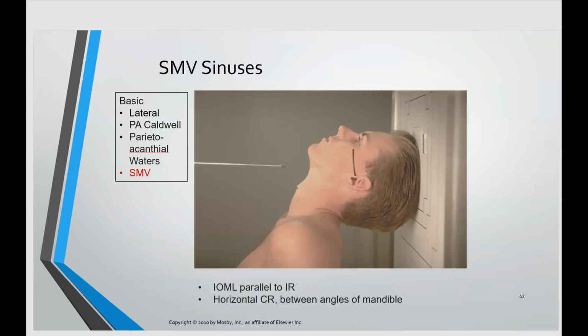Okay, moving on. Our last image that we're going to look at here is our SMV for your sinuses. So with the SMV, we're going to use the IOML line. Okay, you're, as usual, going to have a horizontal central ray. It's going to enter right underneath the chin, right in the middle of both of the angles of your mandible. Your IOML is going to be parallel to the plane of your IR. You've got a horizontal central ray, and it's angled right in the middle of both these angles of your mandible.